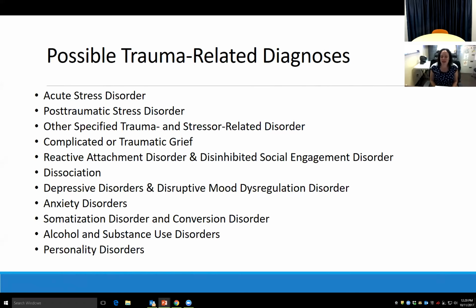But I actually find that some of the kids I treat who have complex developmental trauma fit into this disruptive mood dysregulation disorder. And if we think about it, I said earlier on, kids with complex developmental trauma often present with just dysregulation across the board. This speaks to at least the mood piece. Individuals who've experienced trauma can also present with anxiety disorders, somatization and conversion disorder, which is really the physical manifestation of emotional distress. And then considering more teens and adults, substance use disorders, alcohol use disorders, and personality disorders.